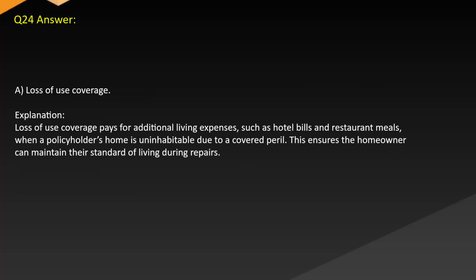Answer A. Loss of use coverage. Explanation. Loss of use coverage pays for additional living expenses such as hotel bills and restaurant meals when a policyholder's home is uninhabitable due to a covered peril. This ensures the homeowner can maintain their standard of living during repairs.